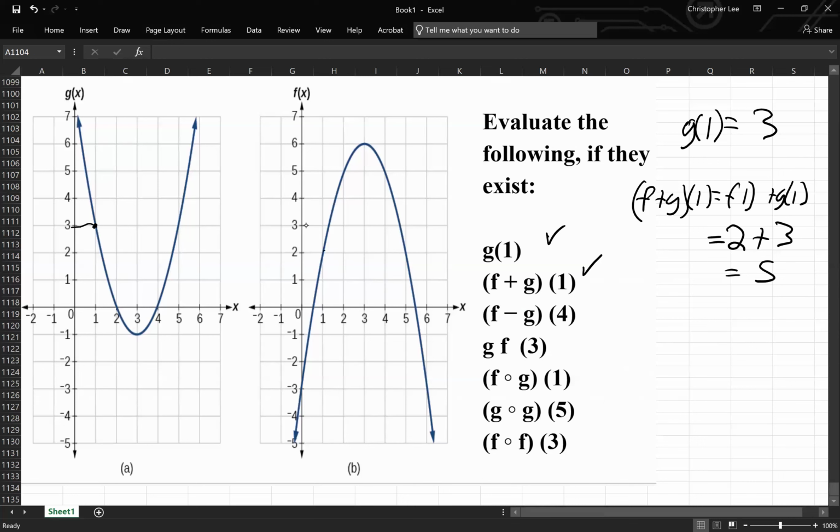Okay? Next one, f minus g of 4. So what does that mean? That means f of 4 minus g of 4. So f of 4, when x is equal to 4, here the y value is 5. And then minus g of 4, so when x is equal to 4, what is the y value? 0. 5 minus 0 is 5. Done. All right.